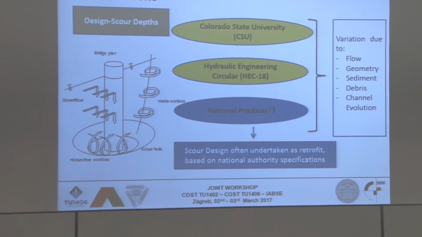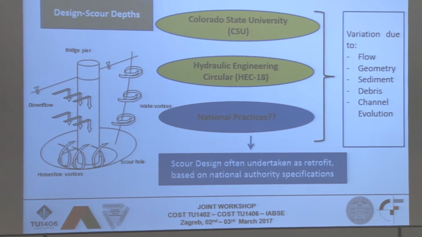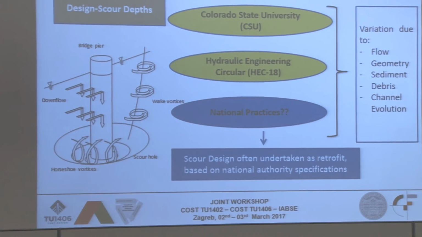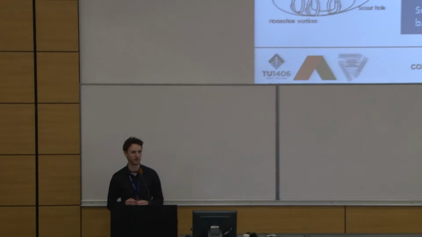And some of the things that we found is that to design a scour hole depends on the situation where the bridge is to be constructed, and it depends broadly on the flow conditions, geometry of the structure, the type of soil, the soil conditions themselves, the amount of debris that's expected in a channel, as well as natural channel evolution effects. You end up getting a wide variety of potential scour holes under an input of these parameters, depending on which method you're using.